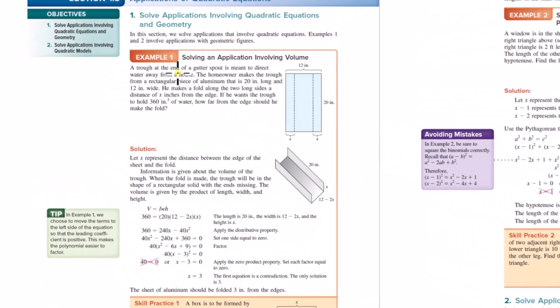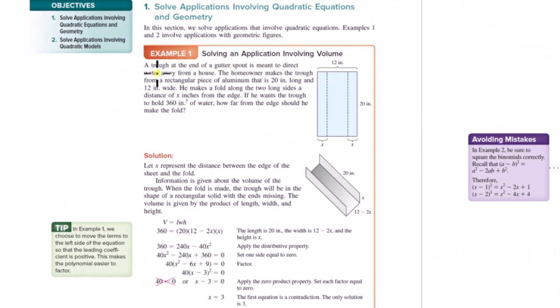A trough at the end of a gutter spout is meant to direct water away from a house. The homeowner makes the trough form from a rectangular piece of aluminum that is 20 inches long and 12 inches wide. He makes a fold along the two long sides a distance of x inches from the edge. If he wants the trough to hold 360 cubic inches of water, how far from the edge should he make the fold?